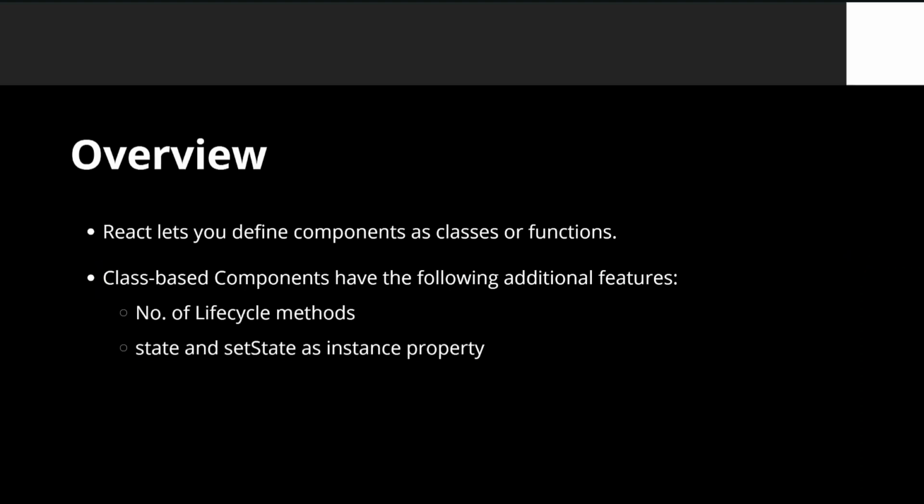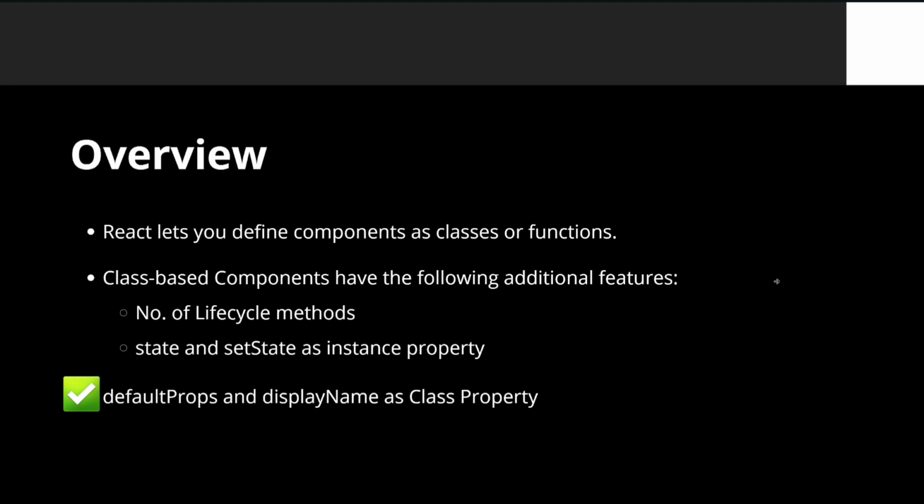In order to tap into the lifecycle methods, we have to use the useEffect hook in the functional components. But it comes inherently in the class-based components, and you have finer control over a number of lifecycle methods. Also, in order to use the state in the functional component, we use the useState hook, right? But the state and the setState are available as instance properties in the class-based components, so you don't have to use any hook over there.